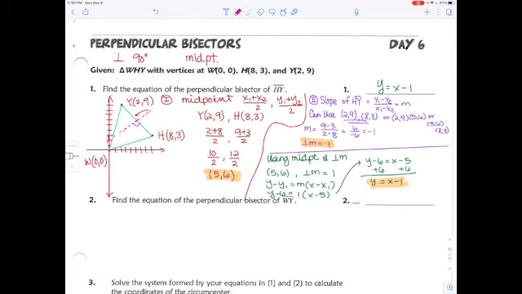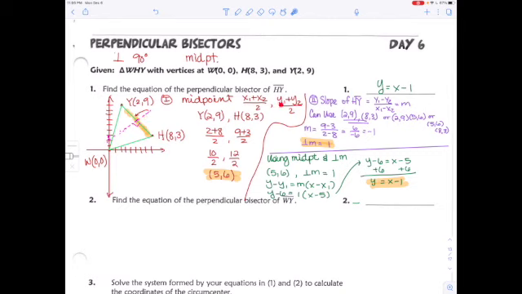So because of that, we are going to find the slope of this line right here. And then we are going to find the midpoint of the line, which is where the pink is, right here. And then use that point right here to write the equation. So that's what we're going to do.